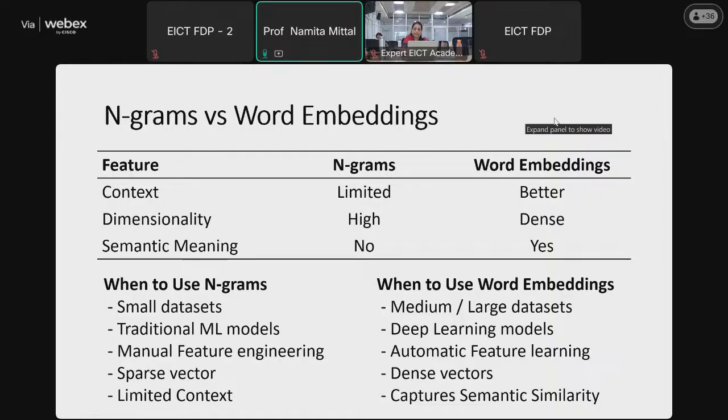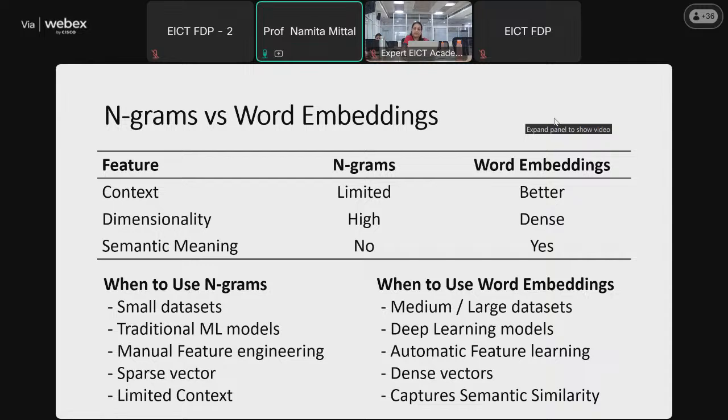In the case of n-grams, context is limited because we cannot go beyond a certain threshold, while word embeddings consider the context to a large extent. Dimensionality in n-grams is high because of sparsity. Word embeddings are also high-dimensional, but dense. It means fewer zeros, no zeros in fact. In the vector, everything is filled with non-zeros. N-grams don't consider semantic meaning, while word embeddings do.